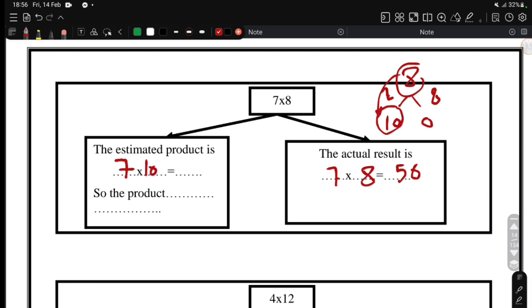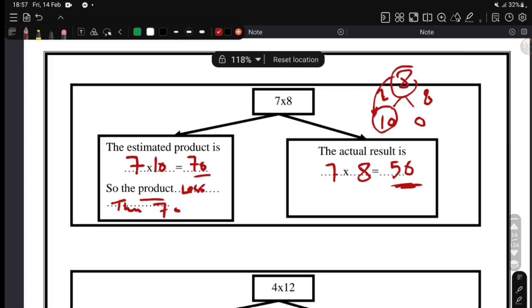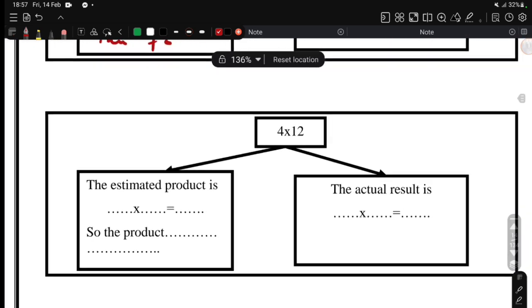So 7 times 10 will be 70. So as we see, the product is 56, okay, it's less than the estimated value, which is 70. Okay, so I can say that 70 is greater than the product 56. Okay, let's see another example to understand.